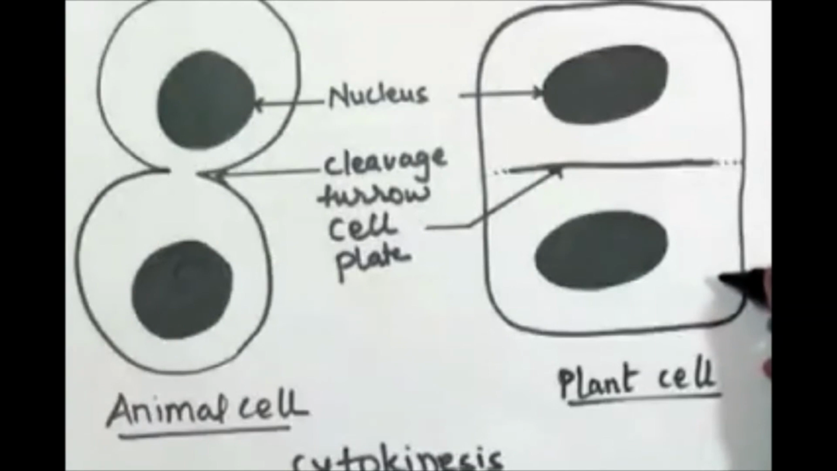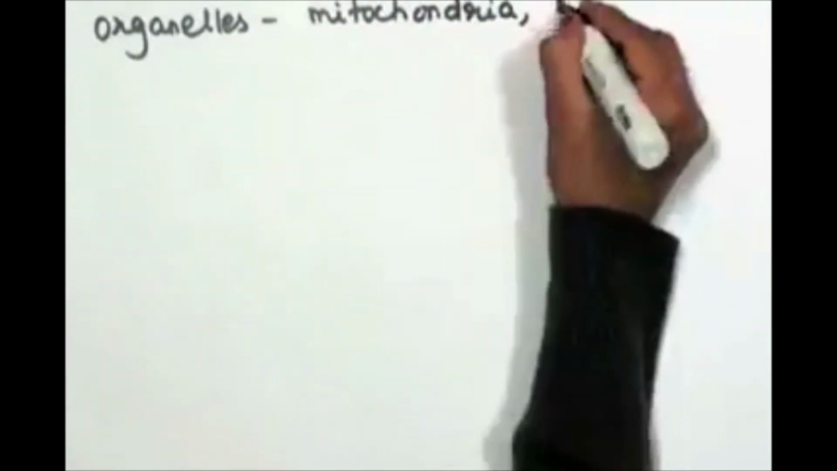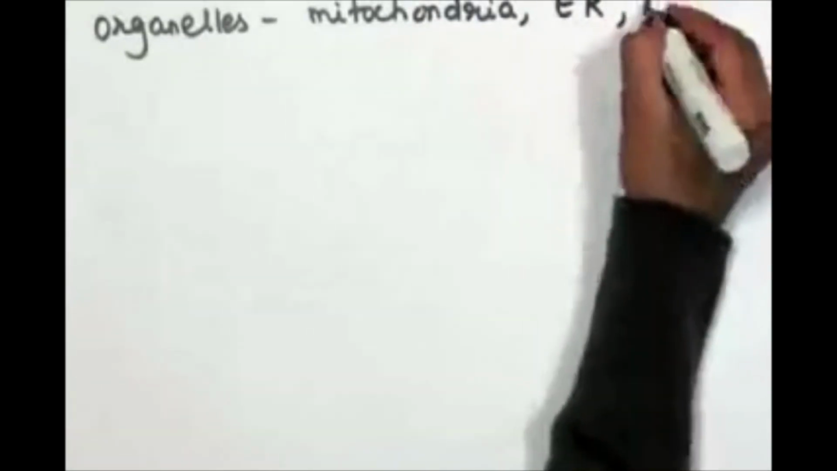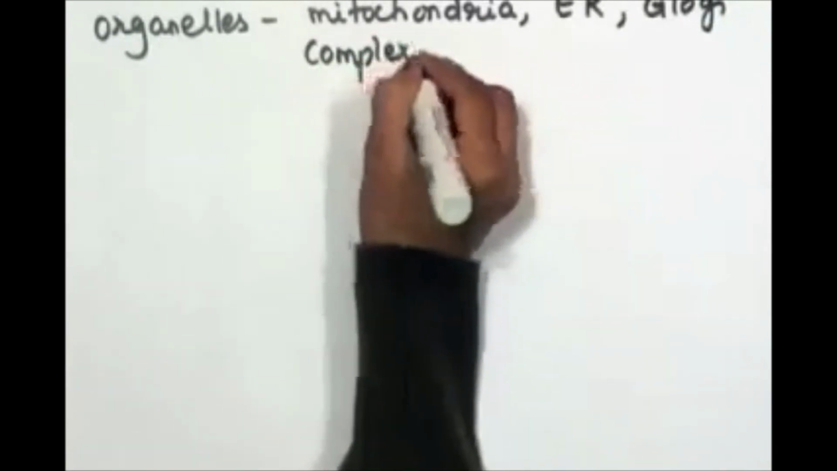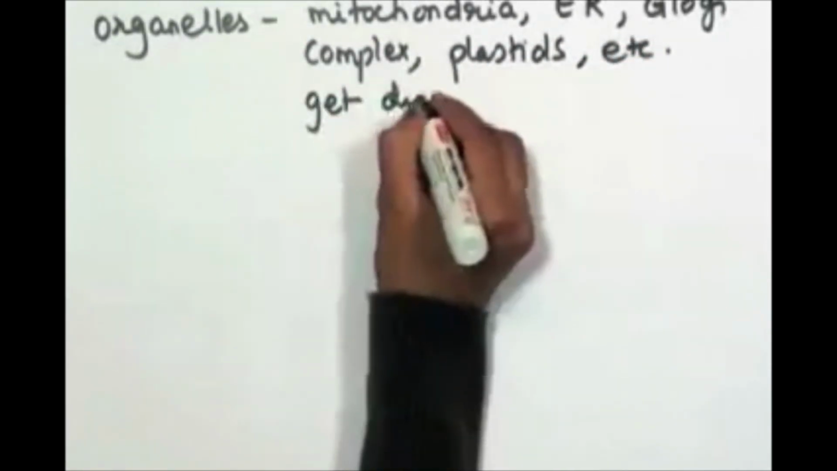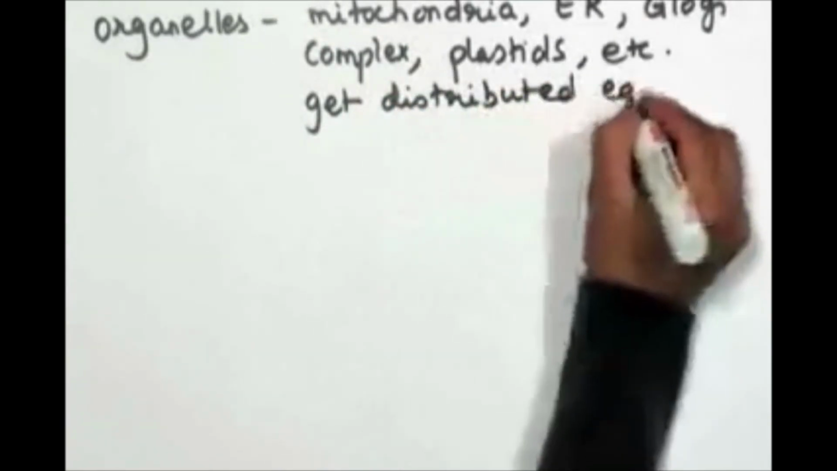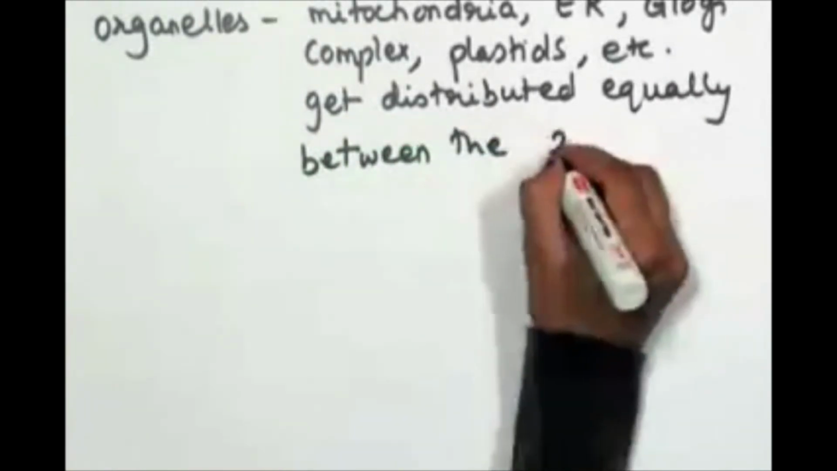This cell plate grows towards the periphery of the cell and ultimately it will meet the end and divide the two cells equally. Now when cytokinesis takes place, the organelles like mitochondria, endoplasmic reticulum, Golgi complex, and in case of plants, plastids, etc., get distributed equally between the two daughter cells.